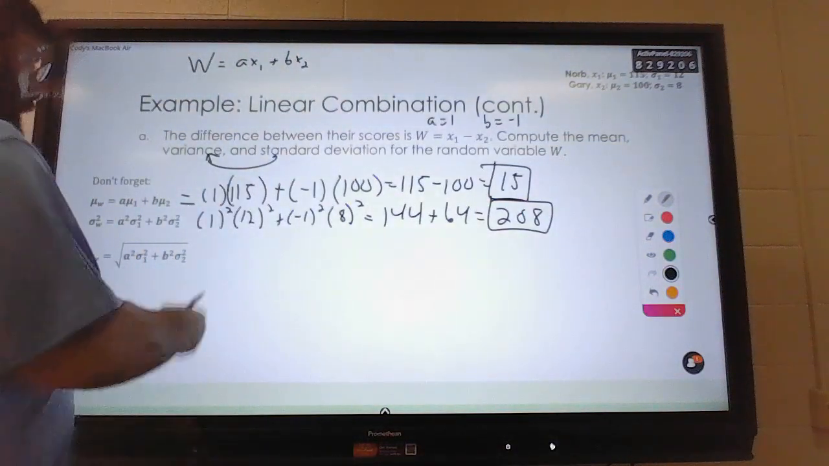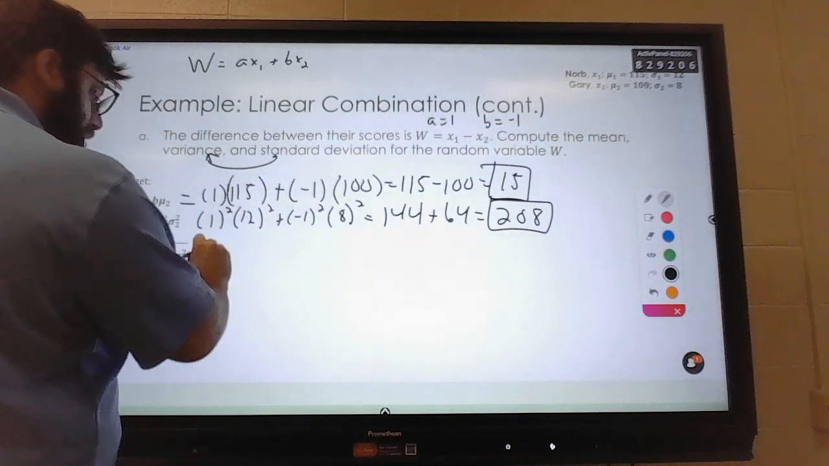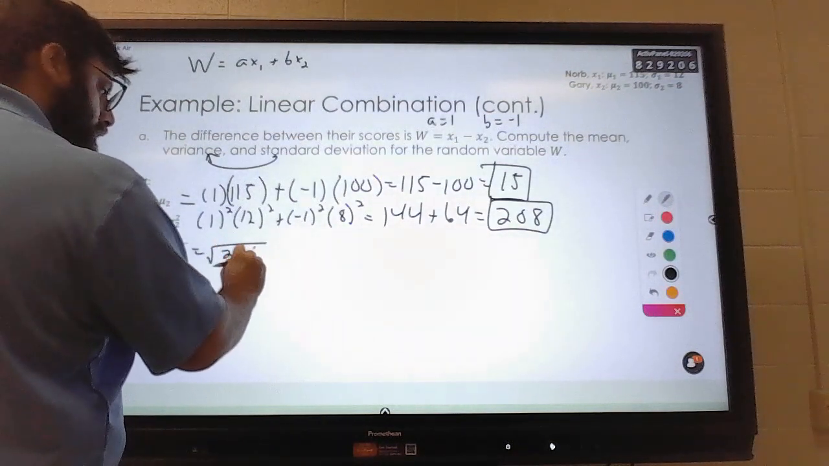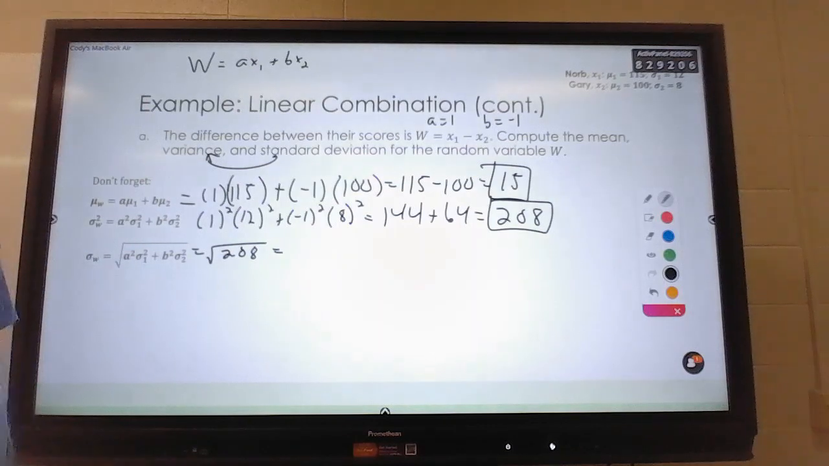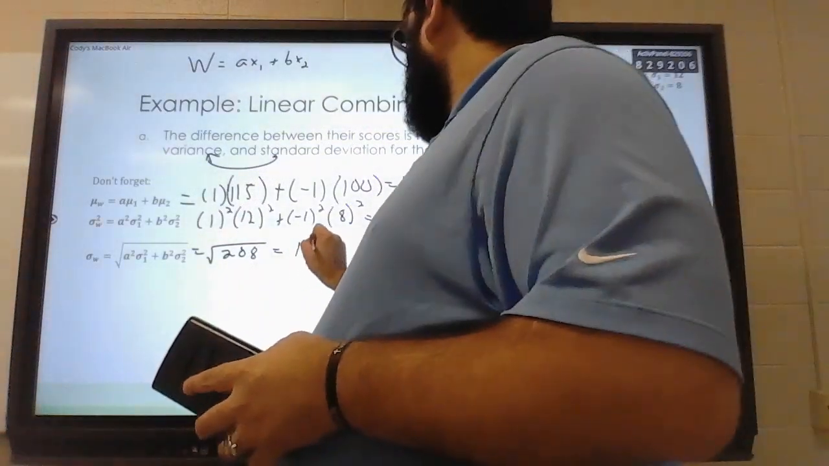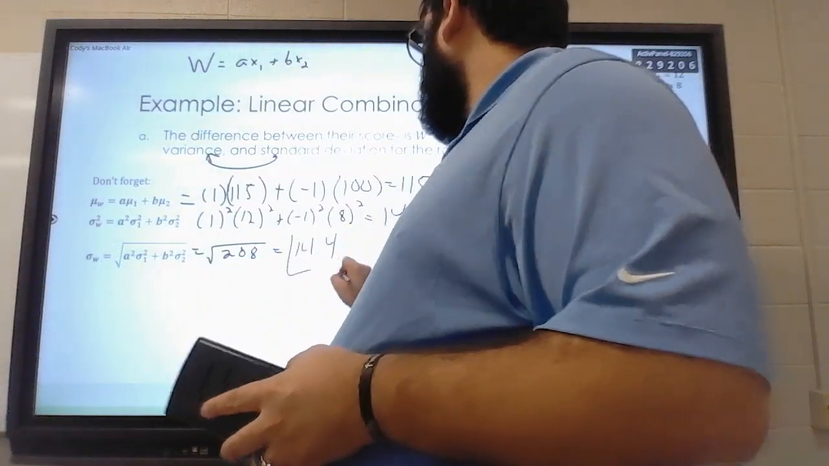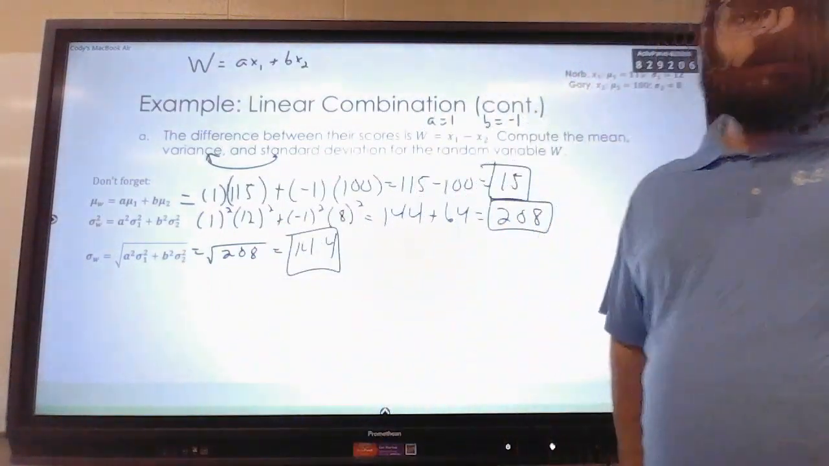And so we already know what the variance is, so we're going to go ahead and take the square root of that number. And if this were algebra 2, I'd tell you to reduce that square root, but we're not. We're just going to go ahead and calculate its standard deviation and round to 1 decimal place. Square root of 208, 14.4. There's my standard deviation.